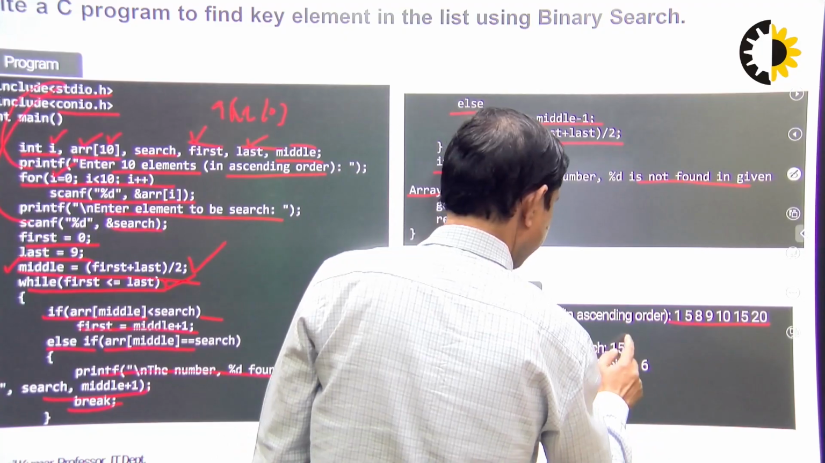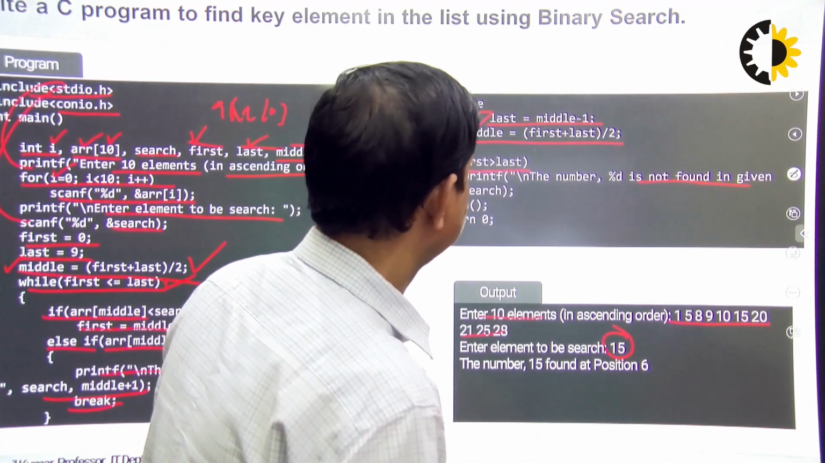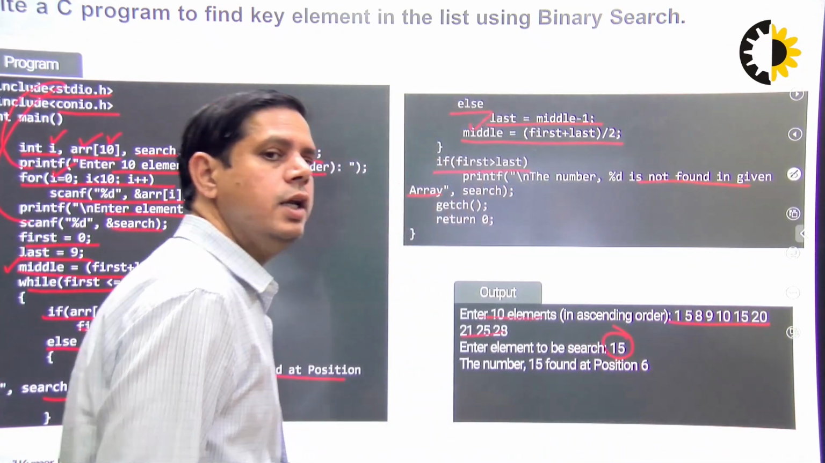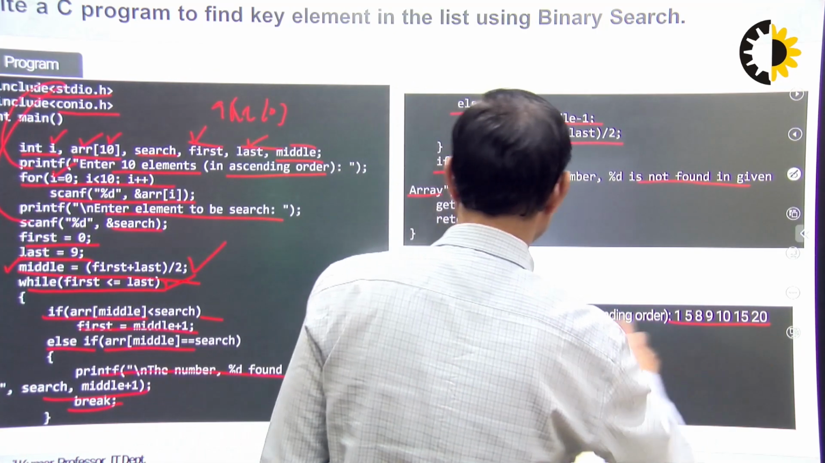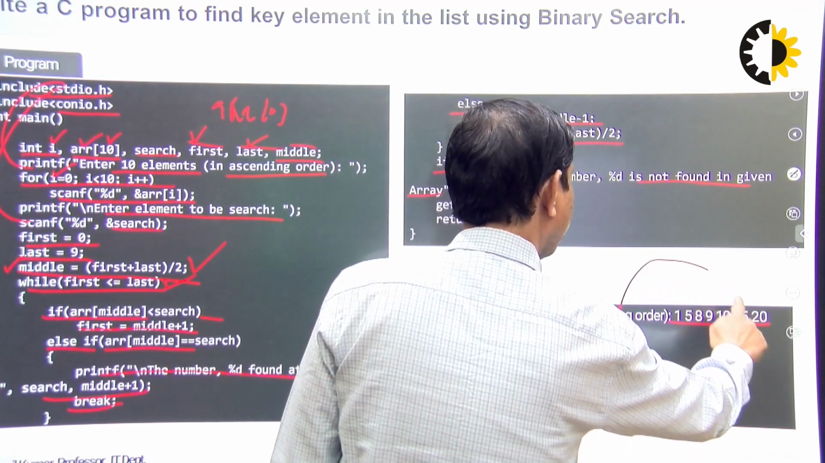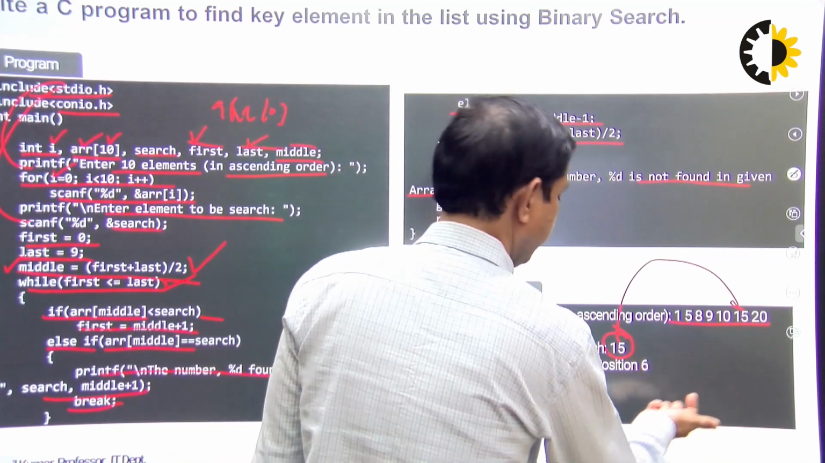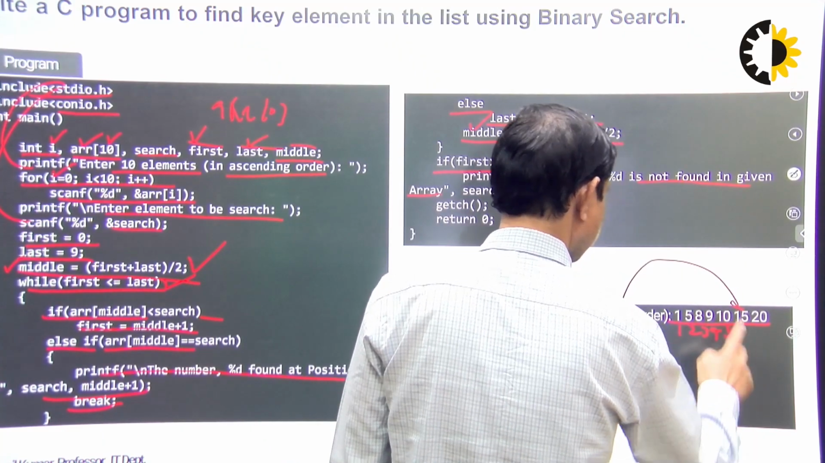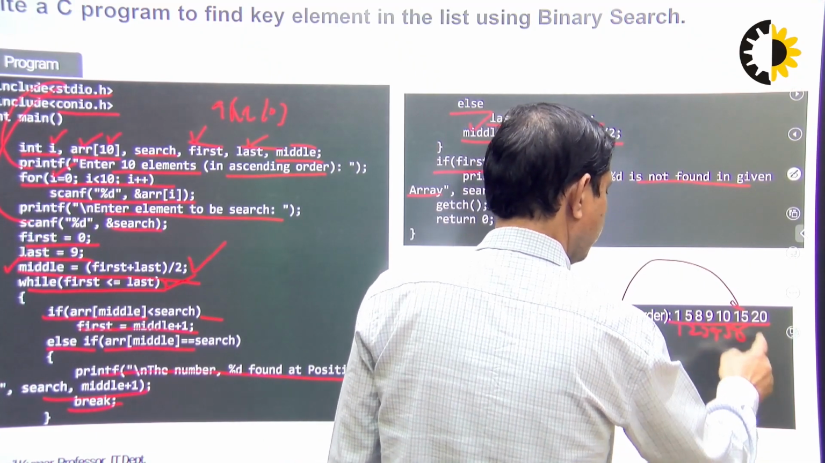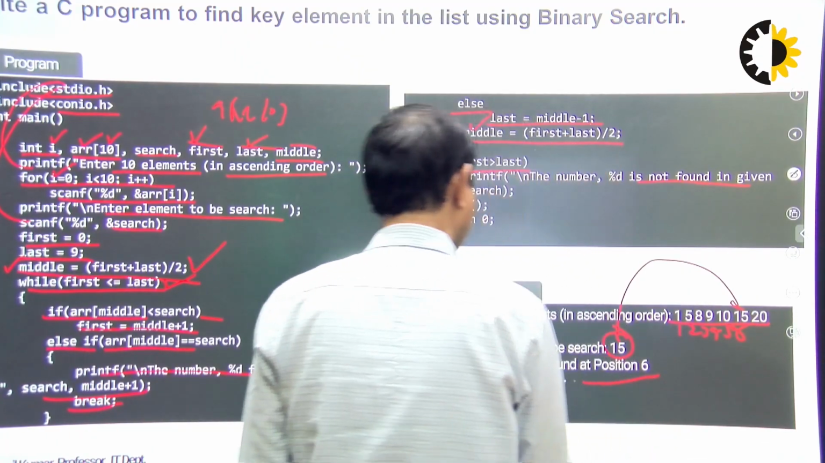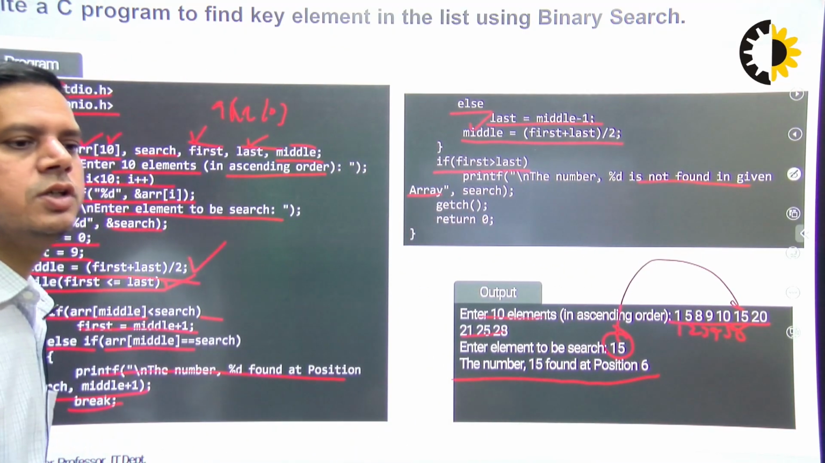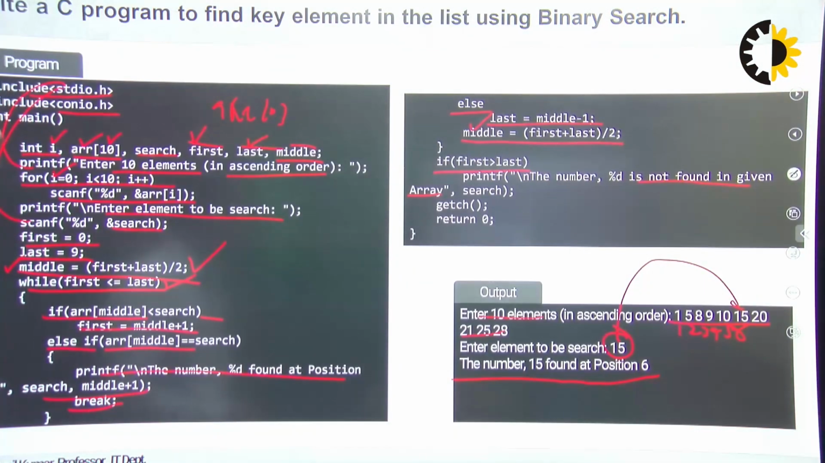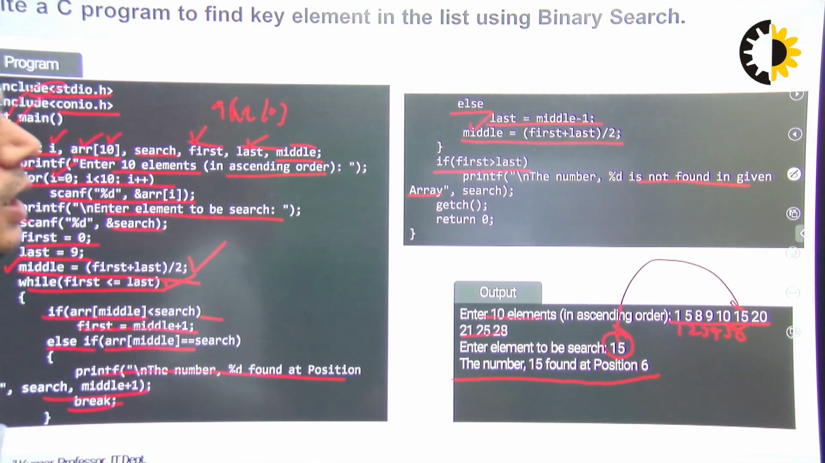For example, in the given array we are searching for 15. We have already discussed that the limitation of binary search is that all elements should be already sorted. That is the reason I have put it in sorted form. In that we are trying to find 15. If we take the positions, 1, 2, 3, 4, 5, and 6, 15 exists at position 6. So that is about the searching techniques, linear search and binary search.